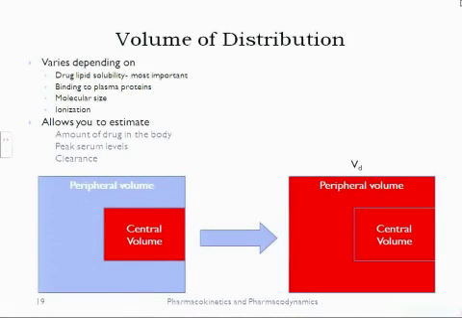Now, the volume of distribution is important because it gives you an idea of how many different compartments you can fill. The drug's lipid solubility is actually the most important in terms of how many compartments you can bind. And also binding to plasma proteins, remember, that limits your volume of distribution, along with molecular size and ionization. Those are all part of the distribution model. But the nice thing about volume of distribution is that it allows you to estimate the amount of drug in the body, the peak serum levels that you can expect, and also the rapidity of your clearance.